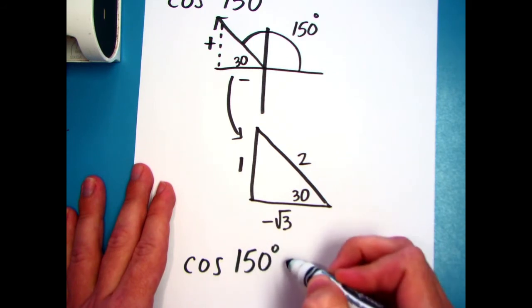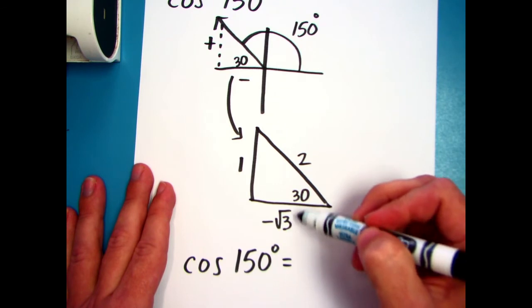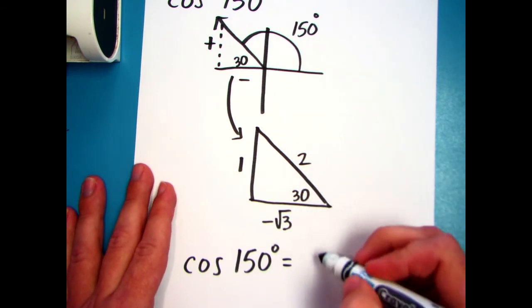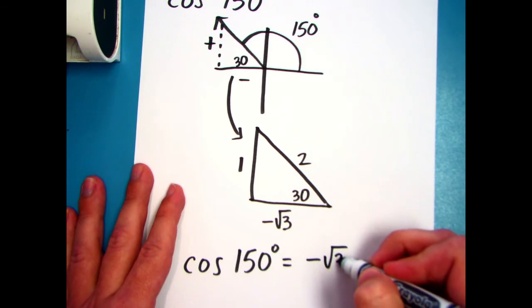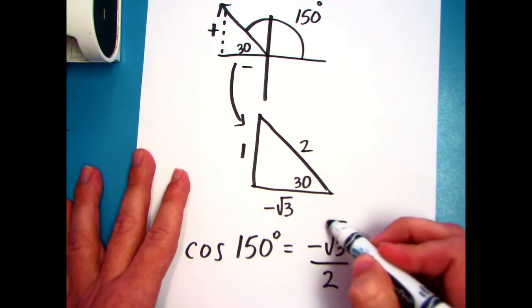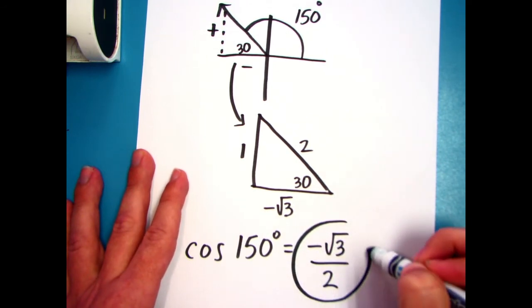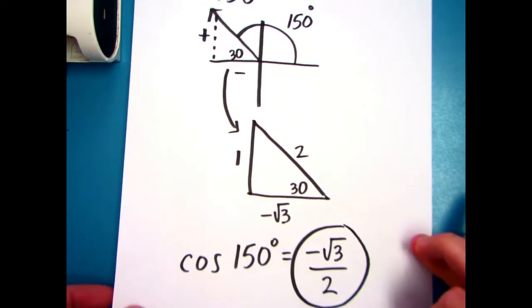I'm ready for step 4, evaluating the trig function of cosine with my reference angle as 30. Cosine is adjacent over hypotenuse. So for the cosine of 150, that's negative root 3 over 2. That's my final answer.